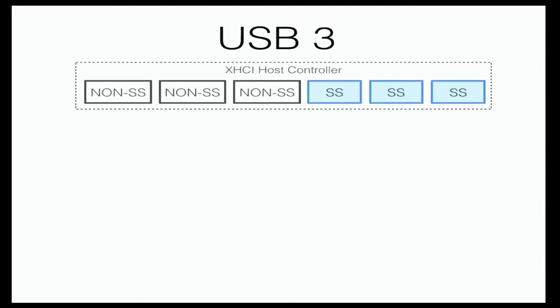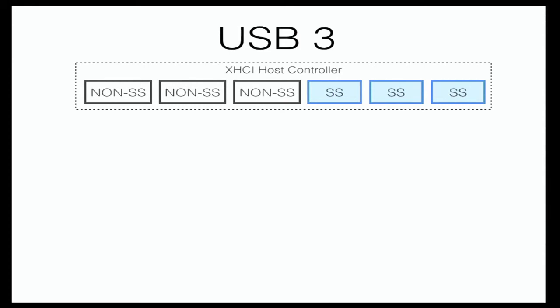Let's suppose you have an XHCI host controller, and just because I didn't have enough screen space, let's suppose it has 6 ports. A USB 3 controller, an XHCI controller, will have a number of super speed ports, and it will have a number of normal ports. And they are separate in the hardware.